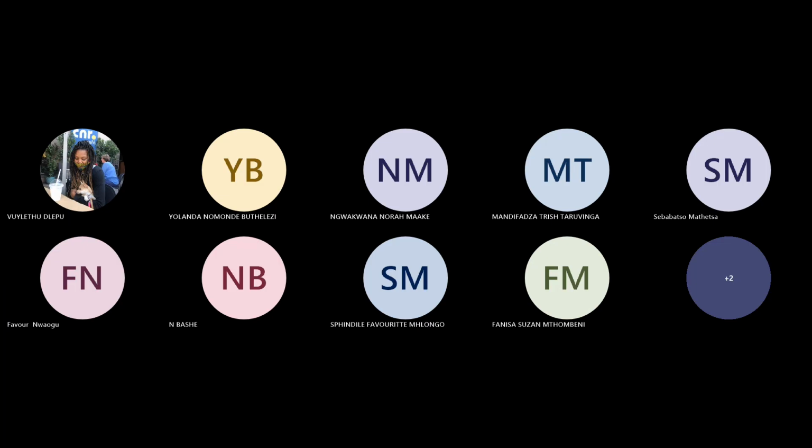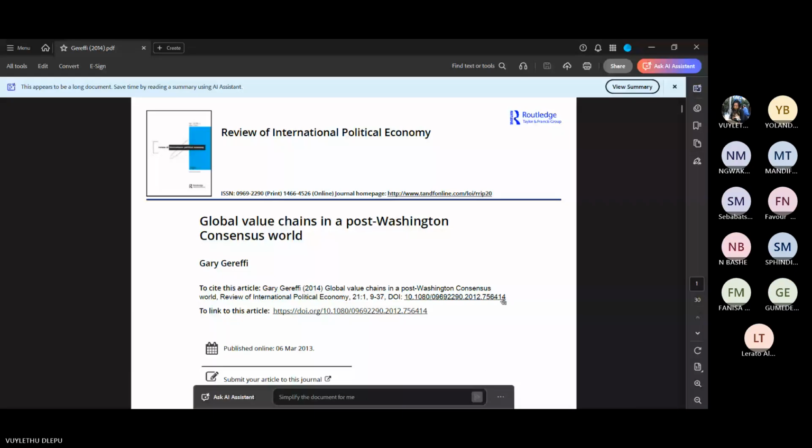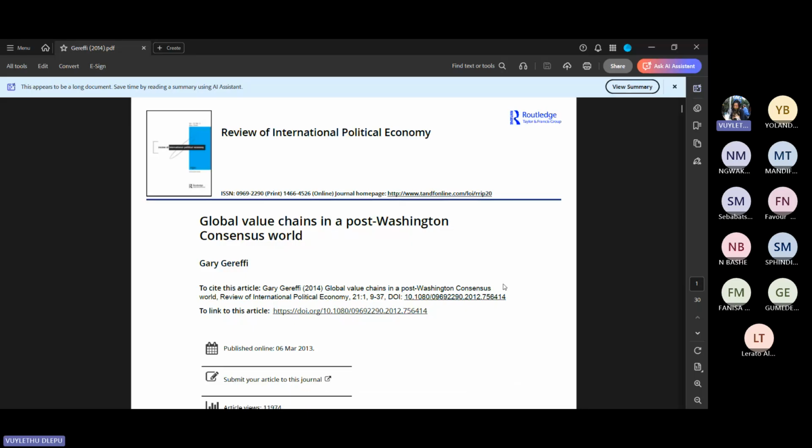Let me just, okay, so now we're going to Gereffi. I'm sharing Gereffi. Let me know if you see Gereffi. You can see it. Can you see it? Has it appeared yet? Yeah.